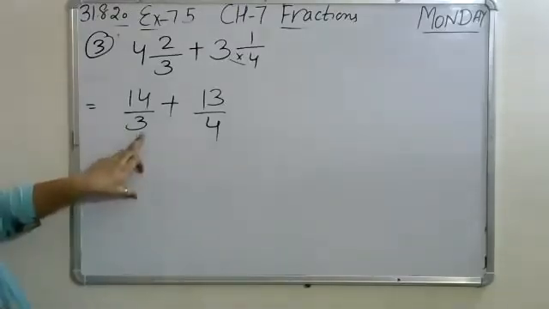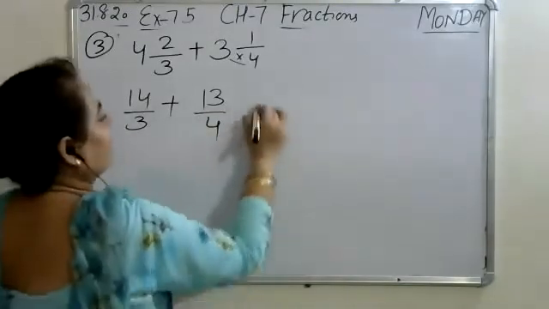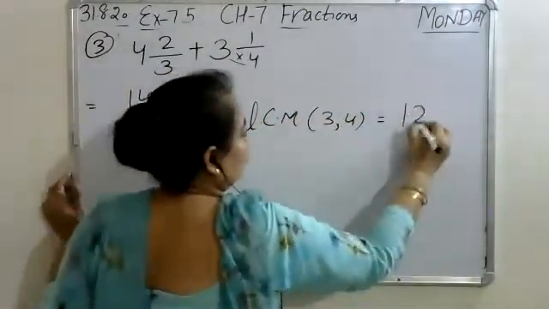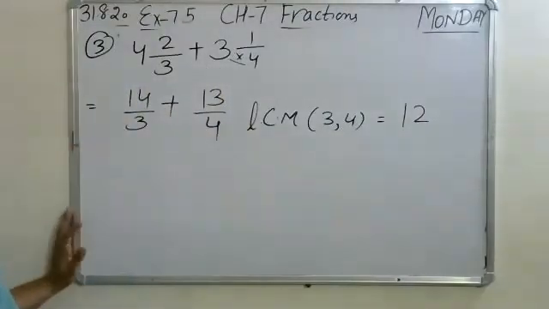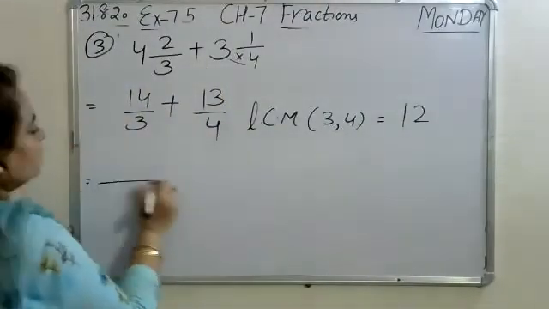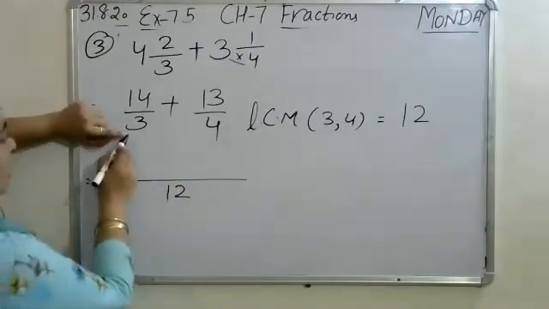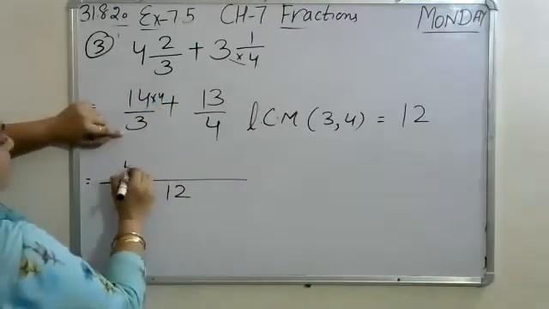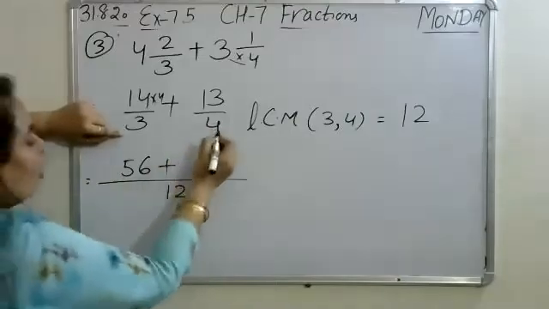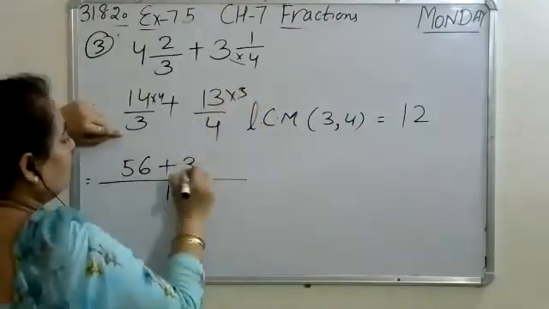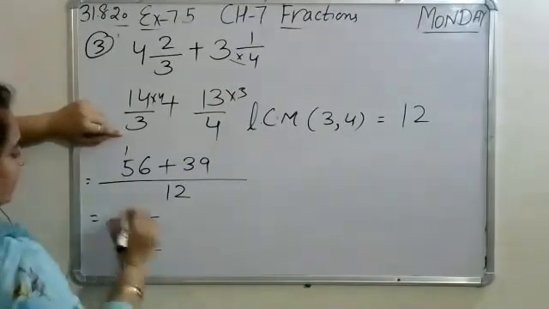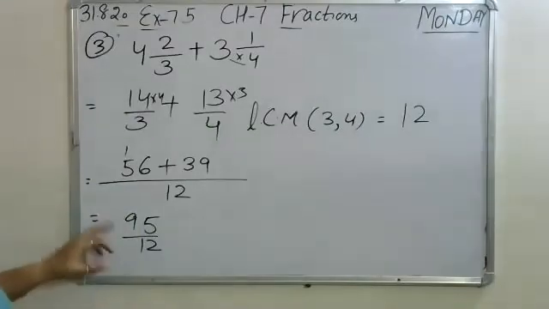Now, denominator 3, denominator 4, so we will find out the LCM. LCM of 3 and 4 is equal to 12. Find out by yourself, 12. So write here 12. In the table of 3, 3 fours are 12. So 14 multiplied by 4, the result is 56. Now 4 threes are 12. So 39. So 95 by 12. Now Sanya, tell me, is this the final result? Is 95 by 12 the final result?